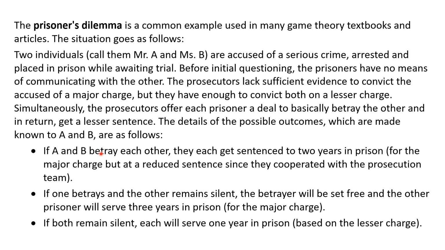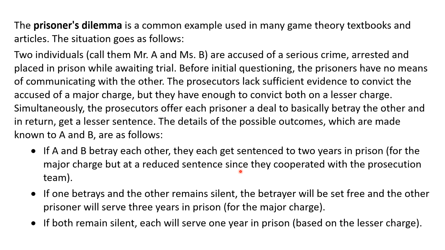And if A and B betray each other, then they each get sentenced to 2 years in prison for the major charge, but a reduced sentence since they cooperated with the prosecution team. Okay, so that's the first condition. If one betrays the other and the other remains silent, the betrayer will get set free and the other will serve a 3-year prison term for the major charge. If both remain silent, each will serve 1 year in prison.